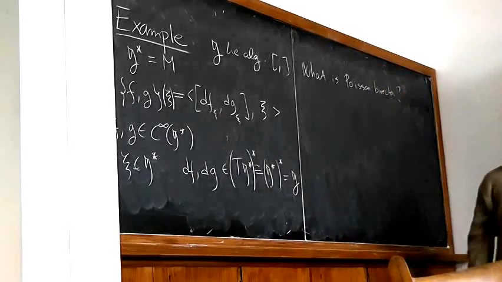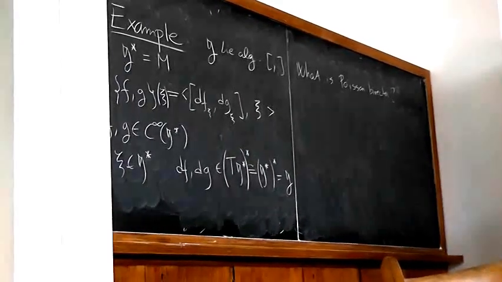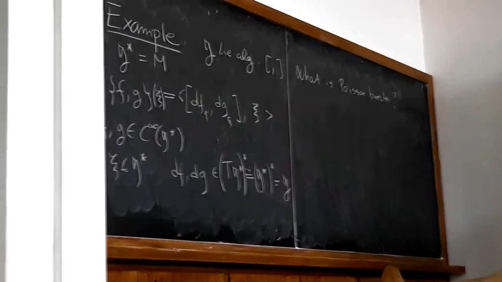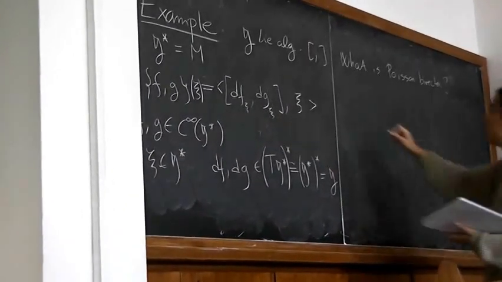So what is the Poisson vector for this structure? Let us compute it. In the work there is no computation, but I do it because it's simple, so let's try to do it.